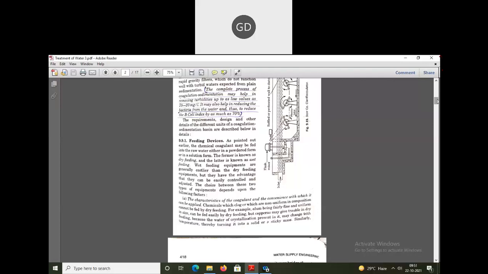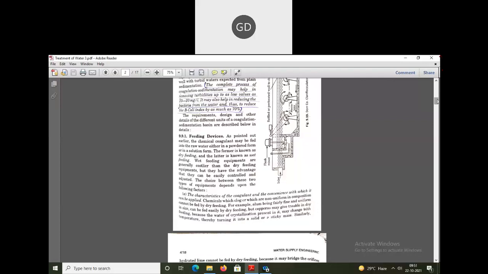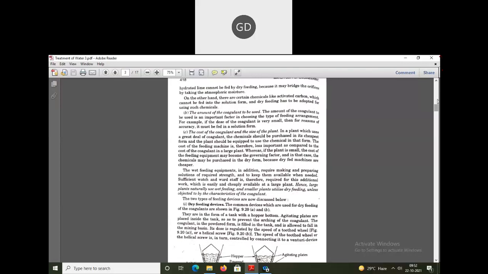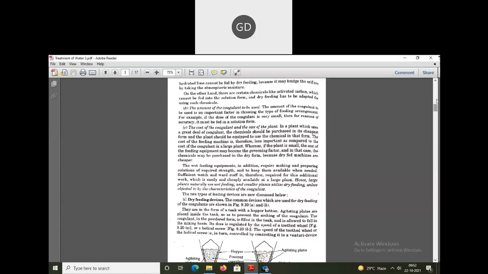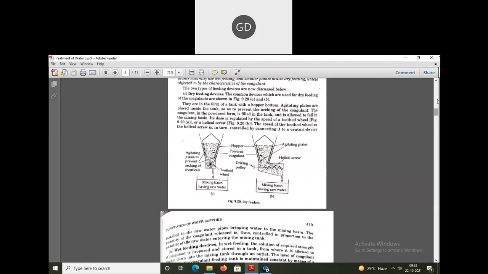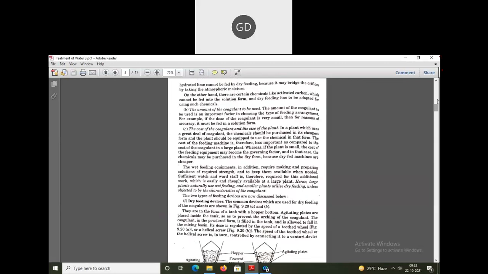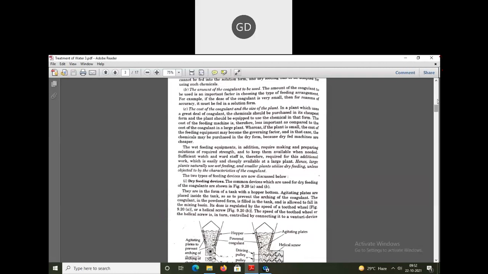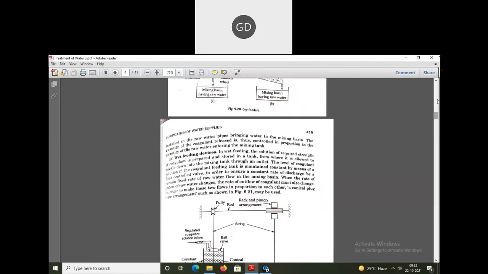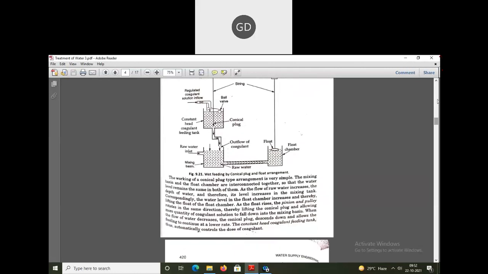These feeding devices are all about how you feed the chemical coagulant into the mixer feeding device. This one you will study by yourself. Everything is written here about the dry feeding and wet feeding, and how it is done. You go through it once.